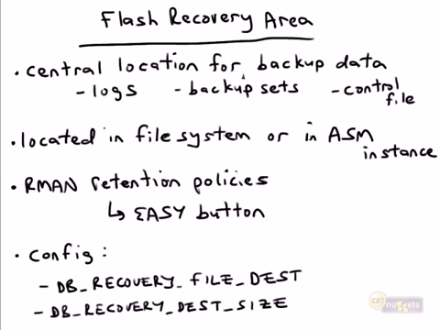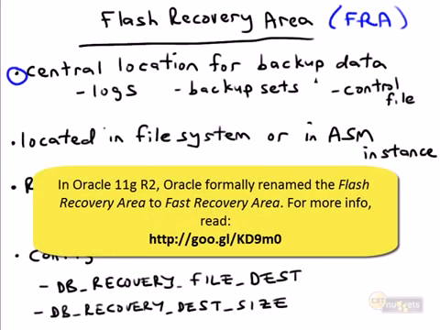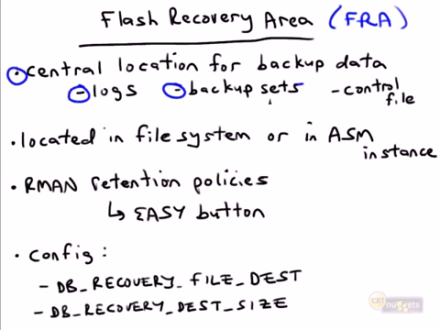Now let's talk about the flash recovery area, or as it's affectionately referred to, the FRA. What this is, friends, is a central location for backup data. We're talking about log files, entire backup sets. We haven't defined backup sets yet, but we will shortly in an upcoming nugget. Backups to control files.